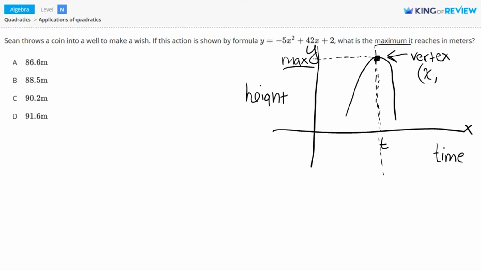So if we can figure out the coordinates for the vertex, then we can solve this problem by finding the maximum height. And that's the y-coordinate of the vertex. So how do we do this?